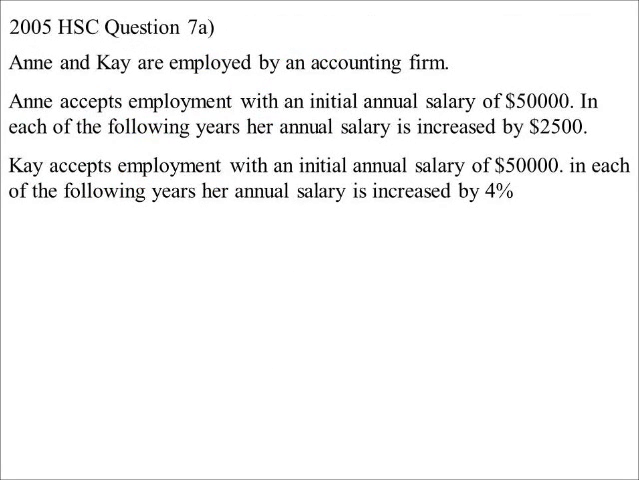2005 paper. Oh yes, Anne and Kay. This is a great question. Anne and Kay, employed by an accounting firm. Anne's condition of employment, initial salary 50,000, and she decides she'll take an increase of salary of 2,500 every year. Whereas Kay's condition, she said, yeah, I'll take 50,000, but rather than give me 2,500 each year, I want you to increase my salary by 4% every year.